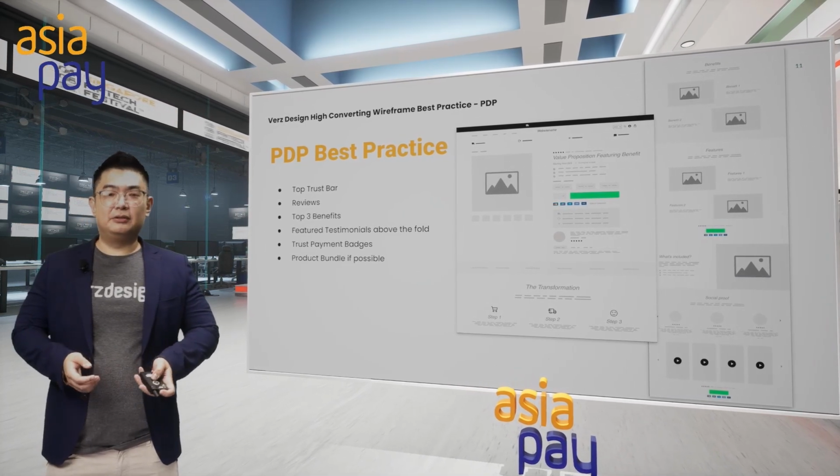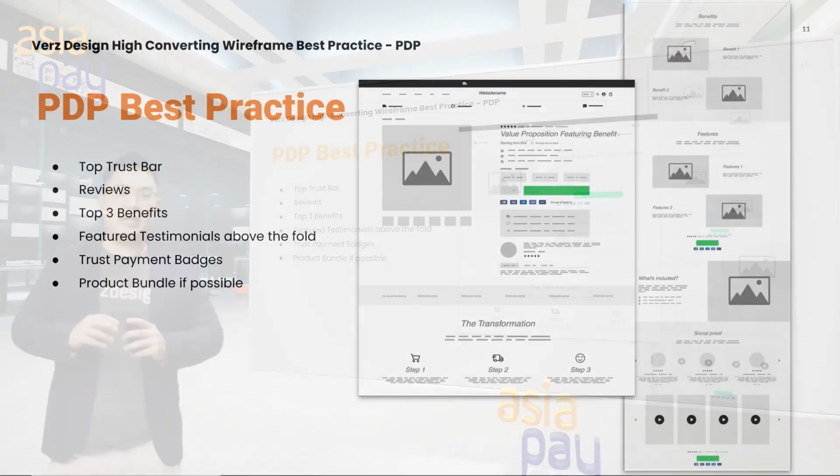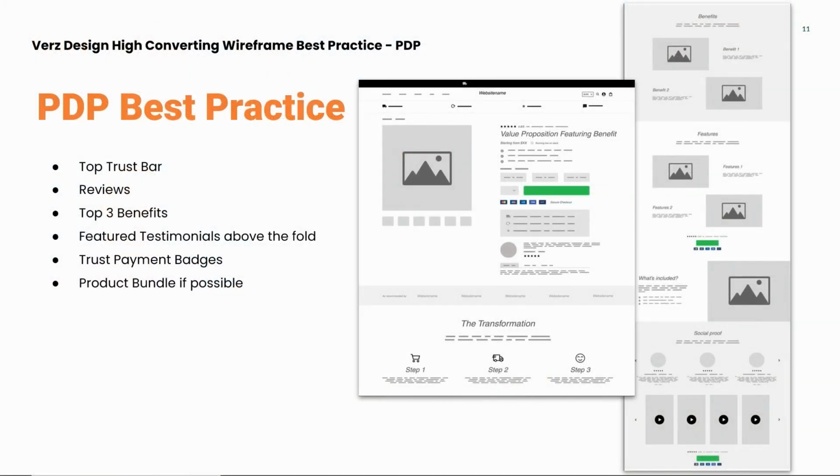So typically what you want to do at the top of the product detail page is to have a trust bar that talks about, like 30 days refund policy. You want to talk about, like free shipping if you do have it. The payment gateway that you're going to use is secure. And you do have like a returns guarantee.